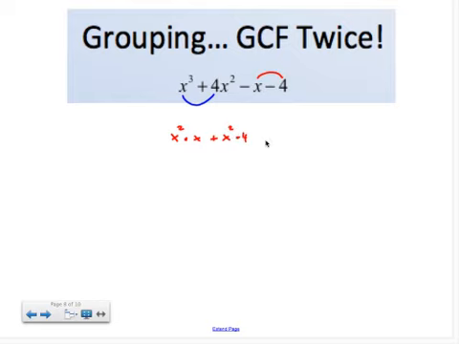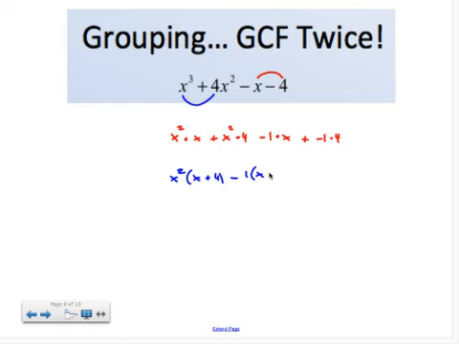So if I group those first 2 terms together, I notice they both have a common factor of x squared. So that would look like x squared times x plus x squared times 4. The second 2 terms have only a common factor of negative 1. So negative 1 times x, plus, this is tricky now, negative 1 times 4. Now, from the first 2 terms, we can factor out the x squared. When we do that, we're left with x plus 4. And from the second 2 terms, you can factor out a negative 1, which leaves you with x plus 4.